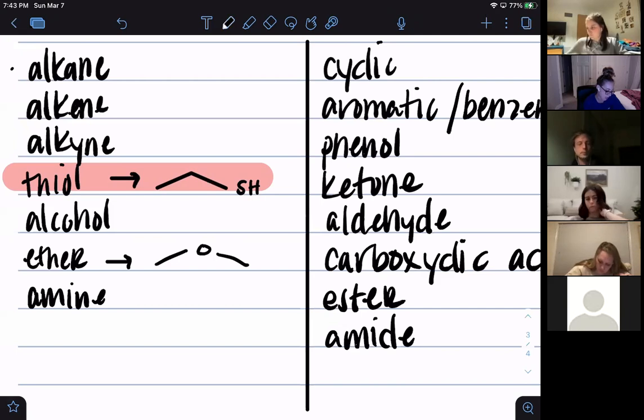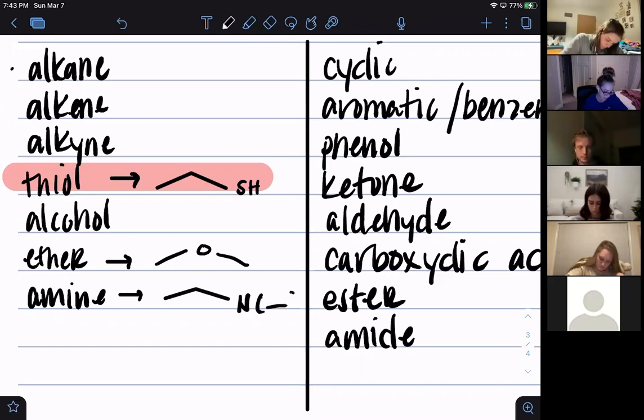Amine, you're going to have to recognize this, but it sounds like amino acids. If you're familiar with amino acids, most amino acids have a nitrogen in them. So that's what this does. It's just an alkane, and then you have a nitrogen, and then something else. It could be a carbonyl, it could be anything else on there.